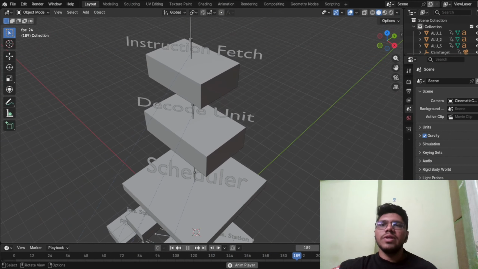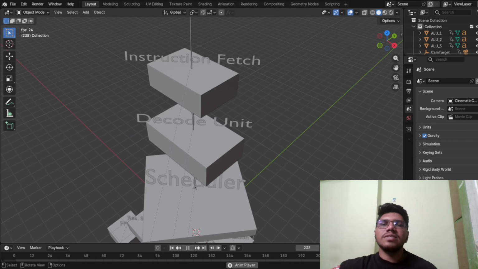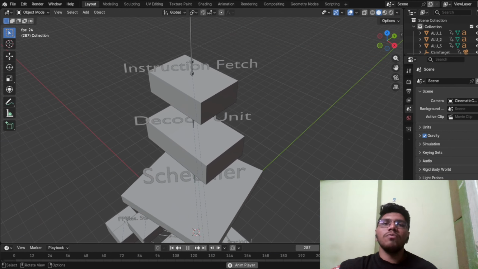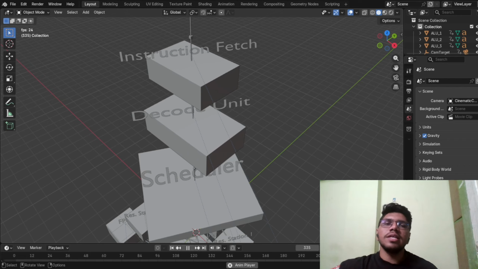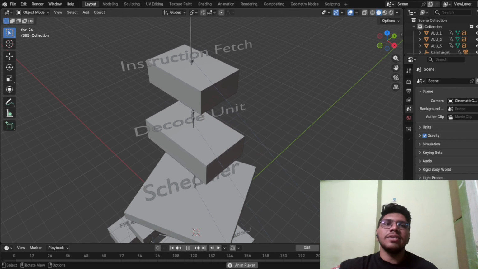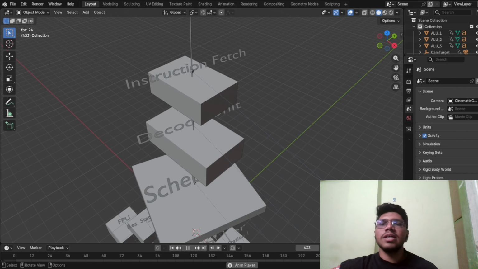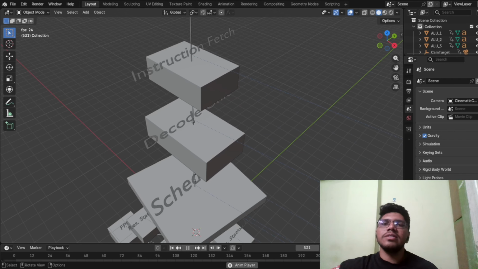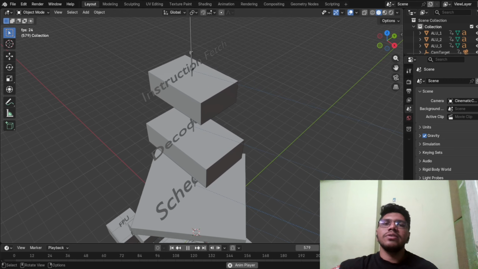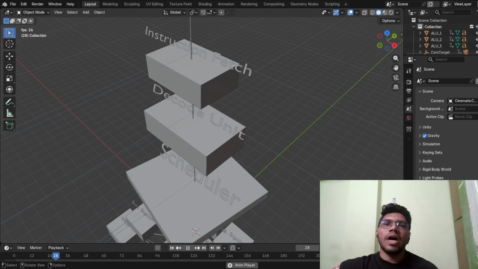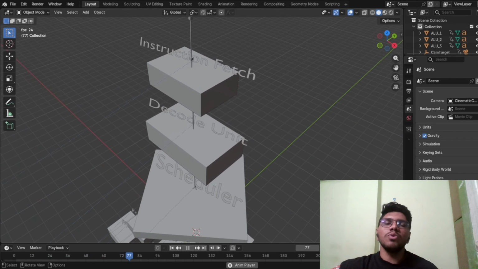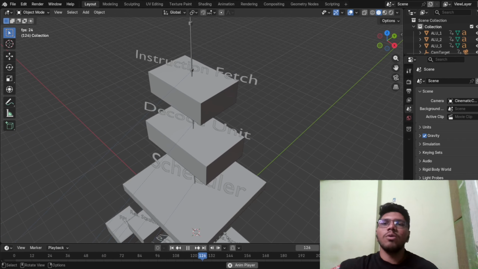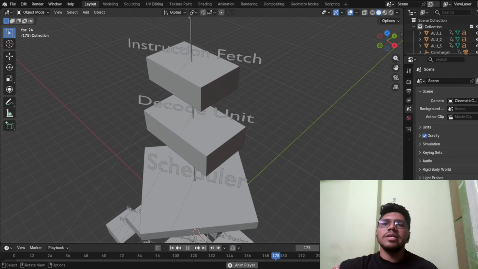Step 1. The front end. Our journey starts at the very top of the architecture. You can see glowing particles entering the system. These are our program instructions. They first enter the instruction fetch unit, IFU. The IFU's job is to pull the next instruction from the instruction cache.